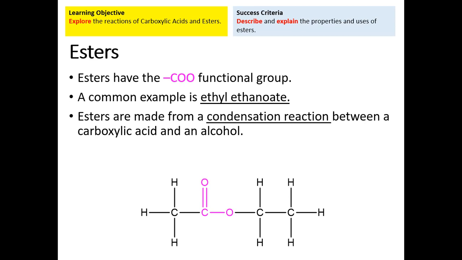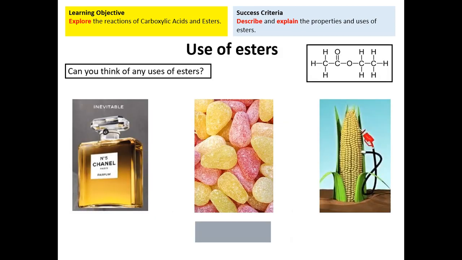So it's carboxylic acid plus an alcohol gives ester plus water, because remember we got water removed from the middle. Now that's why it's a condensation reaction. Any reaction that loses water is a condensation reaction. Produces water, condensation.